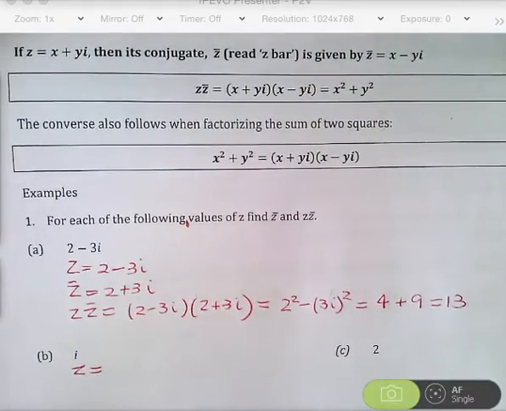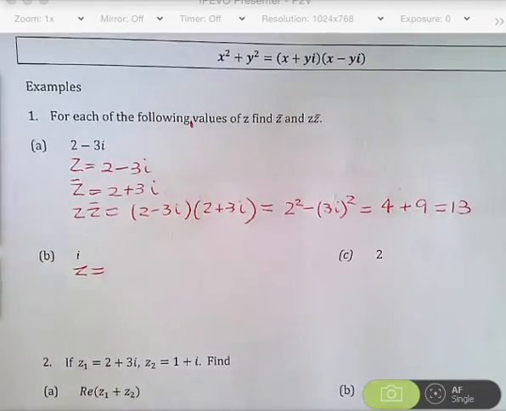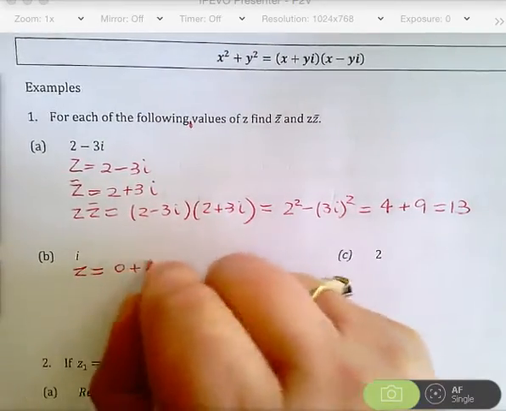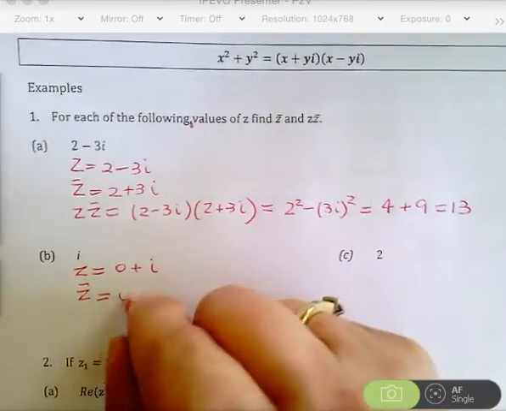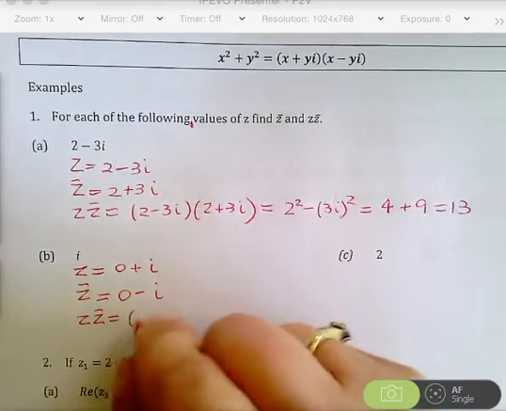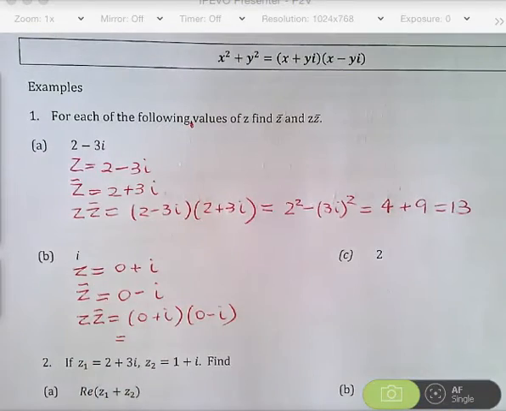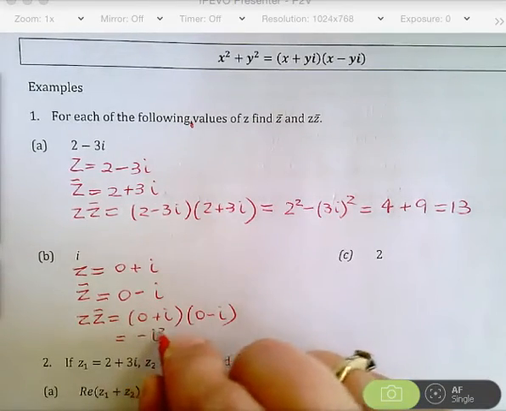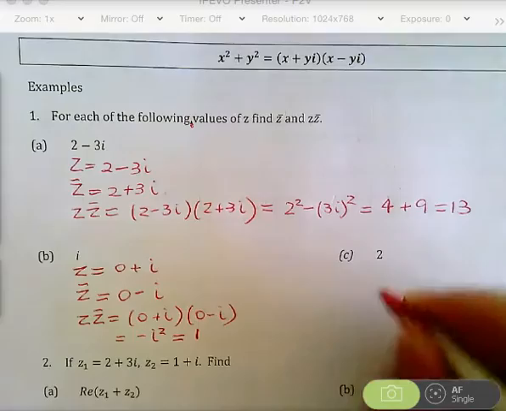Remember, every complex number is x plus yi. What would the x have to be in this complex number? Yeah, it's 0 plus i. So what's z bar? 0 minus i. So therefore, z times z bar is 0 plus i times 0 minus i. Just disregard the zeros. It's just i times minus i, which is what? Minus i squared, which is 1. Okay. 2.